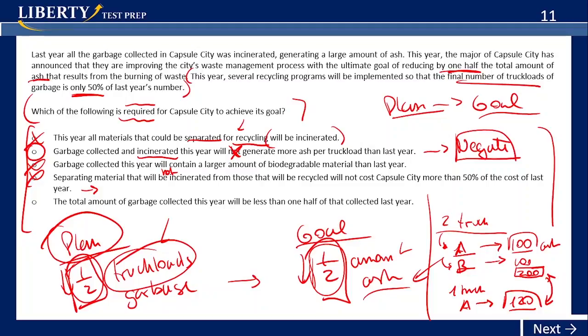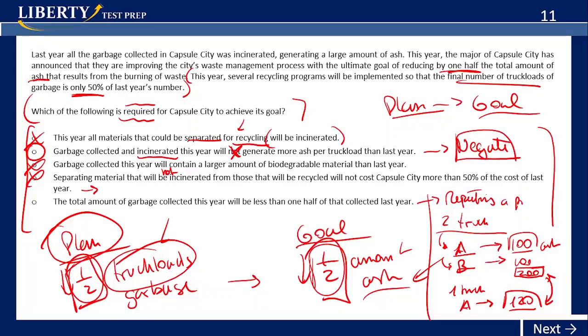Okay, but that's not the plan though. What was the plan? The plan wasn't to collect less garbage. The plan was to reduce to 1/2 the number of truckloads, actually. So this one doesn't tell us if we're going to be able to reduce by 1/2 the number of truckloads. Now, they could have said the total amount of garbage collected this year will be 1/2. That would be repeating a premise though.